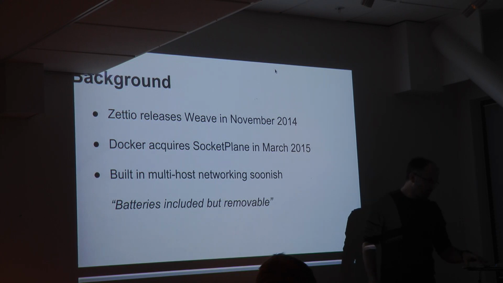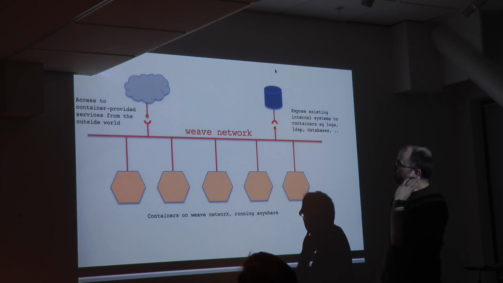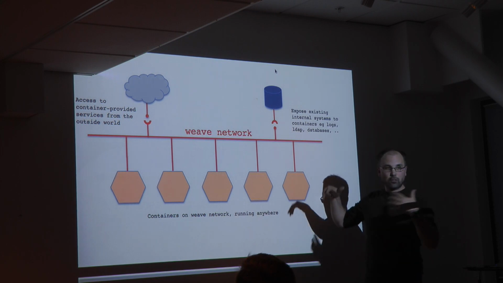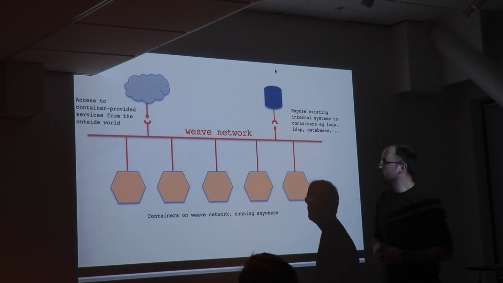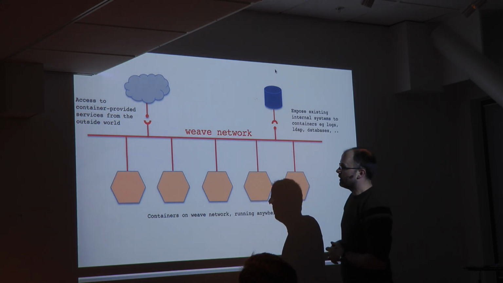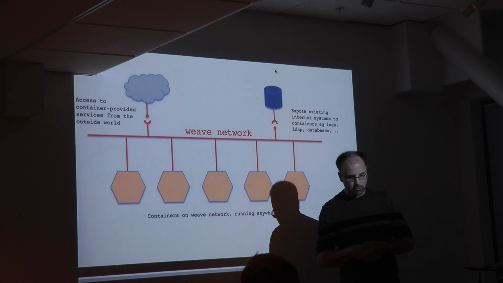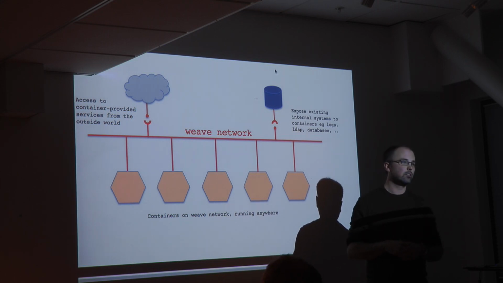So, what do you want to do? What you basically want is a whole bunch of containers, those boxes here, and you want to have them on their own network so they can talk to each other independent of where they are physically. And that's what Weave helps us with. When you use Weave, the network that the containers sit on looks to the containers like one big Ethernet switch.